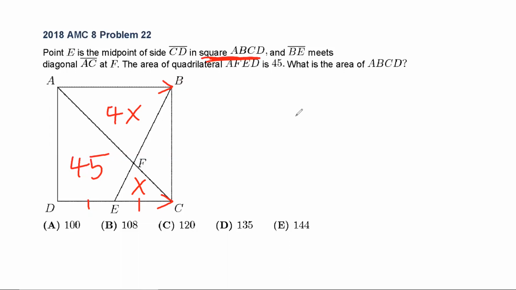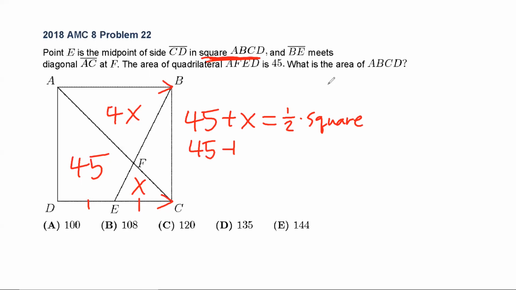Let's try to come up with some equations. We know that 45 plus X makes up half the square, since ADC is half the square. So 45 plus X is equal to half times the square. We also know that trapezoid ABED takes up 3/4 of the square. So 45 plus 4X is equal to 3/4 times the square.